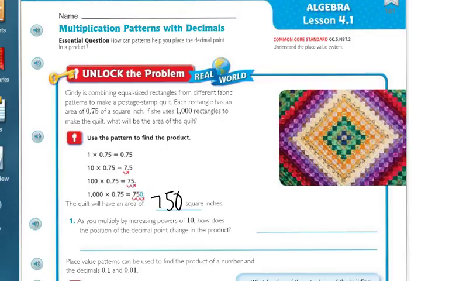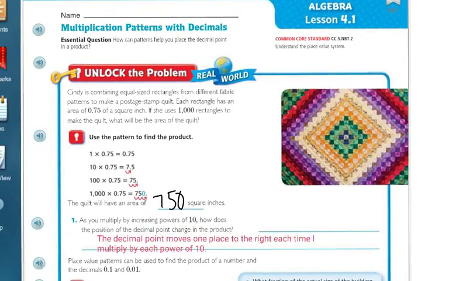As you multiply by increasing powers of 10, how does the position of the decimal point change in the product? The answer to that is the decimal point moves 1 place to the right each time I multiply by a power of 10. So 1 power of 10, I move it once to the right. 100 is 2 powers of 10, so I'm going to move it twice to the right. 1,000 is 3 powers of 10, so I'm going to move it 3 times to the right.